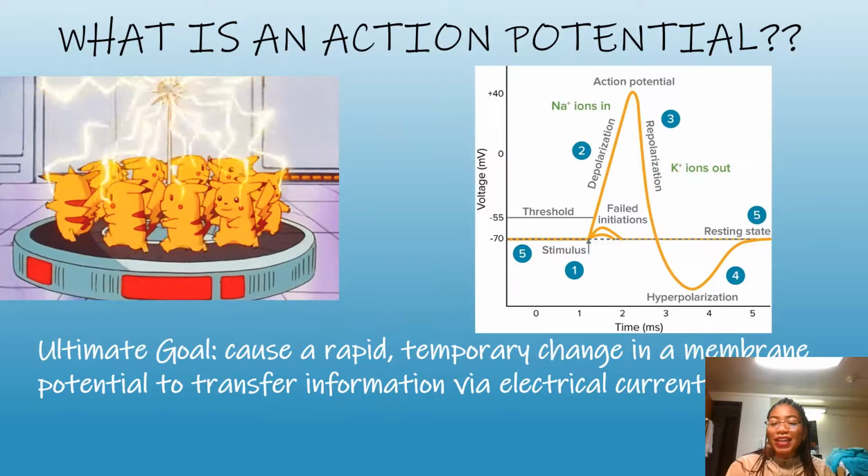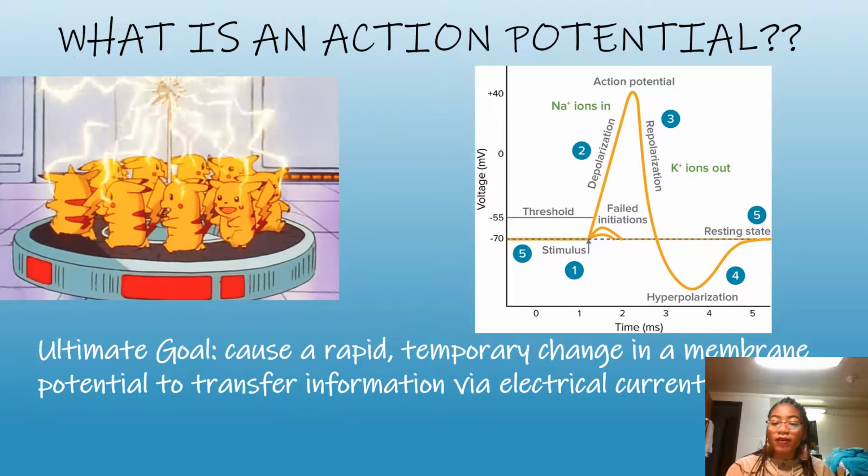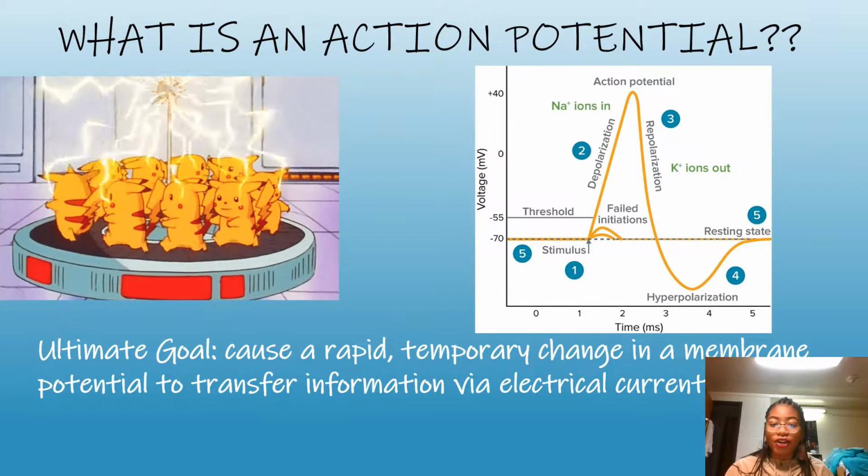So what is an action potential? The ultimate goal is to cause a rapid temporary change in a membrane potential to transfer information via electrical current. So that's what we're trying to do, just trying to get that electrical current.